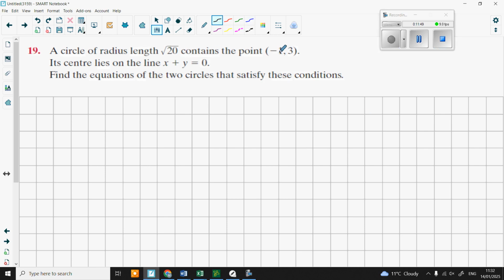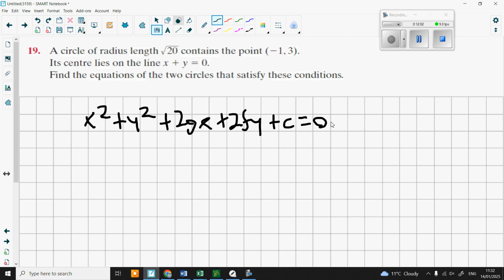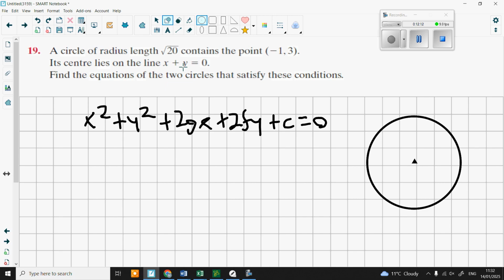A circle of radius length 20 contains the point minus 1, 3. So I'm just going to go for x squared plus y squared plus 2gx plus 2fy plus c equals 0. Now, I think this is an easier question than the last one. That's a circle. Now, the triangle represents the center of the circle, all right? Here we go. Now, it contains the point minus 1, 3. Minus 1, 3 could be anywhere. So I'm just going to put it over here. I have no idea if it goes over there or not.